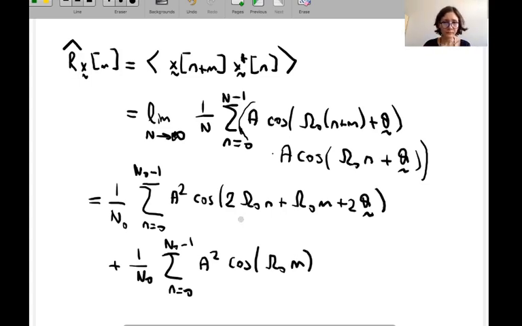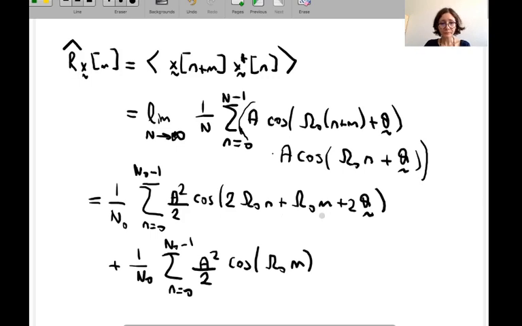Okay, I guess I just forgot cosine a cosine b is equal to 1 over 2 times the rest of the expression. So we should just put the 1 over 2 factors in here.